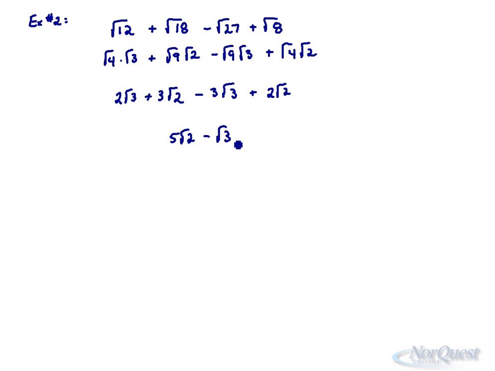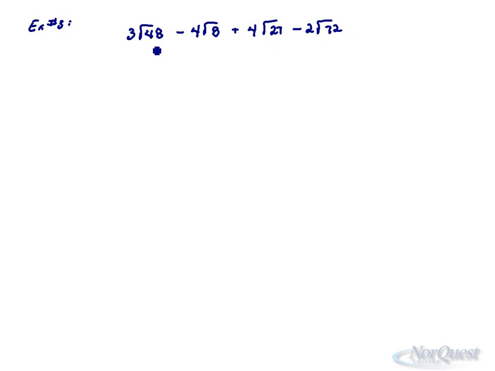Alright, let's get to a harder one. Example 3. We're going to look at 3 root 48 minus 4 root 8 plus 4 root 27 minus 2 square root 72.